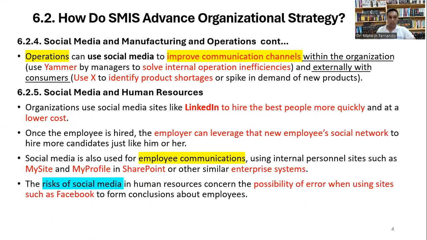And there are some risks in social media as well, which relate to human resources. Human resources are concerned about the possibility of error when using sites such as Facebook to form conclusions about the employee. You might not be able to identify the employee, and the real picture of the employee might not be displayed, but only predicted with the support of Facebook accounts. Information in the Facebook account might be fake or sometimes fabricated based on the preference of the user. That might be a risk of social media related to human resources.